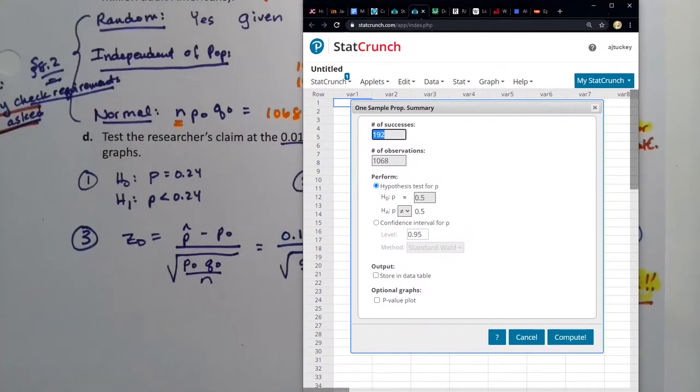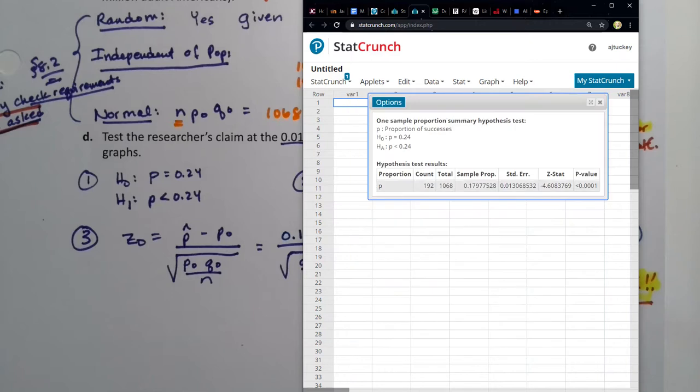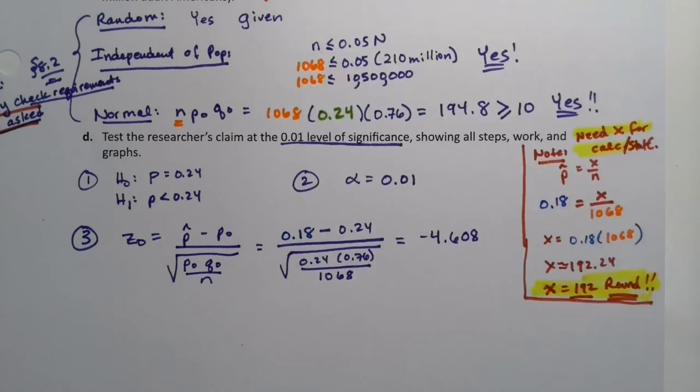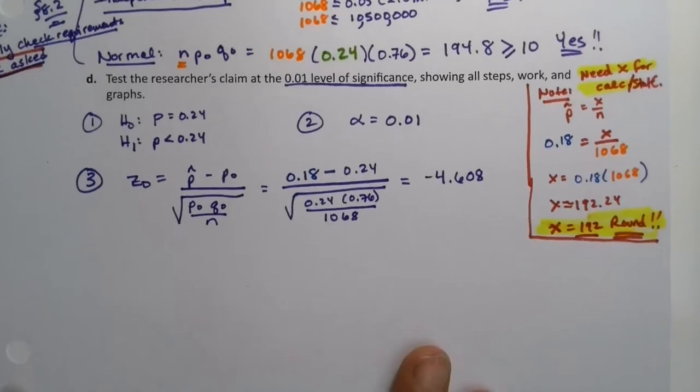Move this down. So I have P equals 0.24. And notice once I put that in there, it knows the next one is the same number because it has to be the same number. And then I choose which way I want this to go. And I want a less than. So I clicked on that little arrow and I made it a less than. And that's it. And then I just click compute. And there you can see it. There's the negative 4.608 right there. All right, step 3 is done.